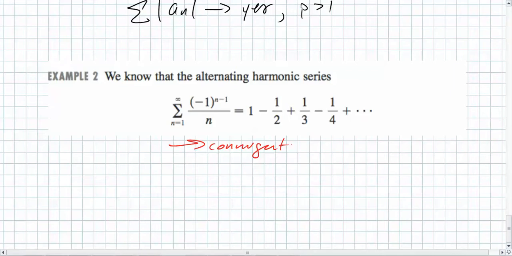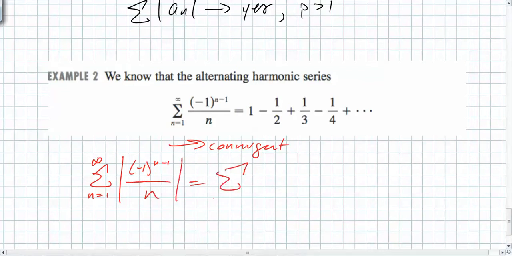No, it's not. Because look, we know that the sum from n equals 1 to infinity of the absolute value of (-1) to the n minus 1 turns into what? If you do the absolute value, it's just turning it into 1 over n, and we know that that is divergent. So in this case, this thing is convergent, but is it absolutely convergent? No, because if you take the absolute value of each term, it suddenly blows up on you.